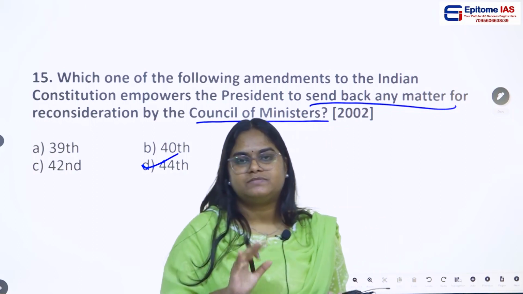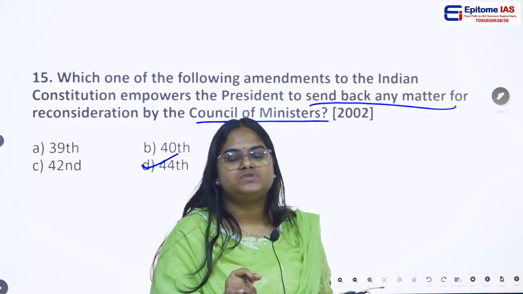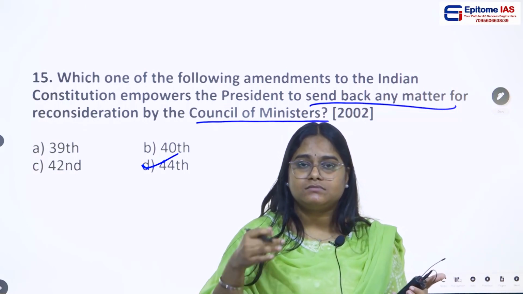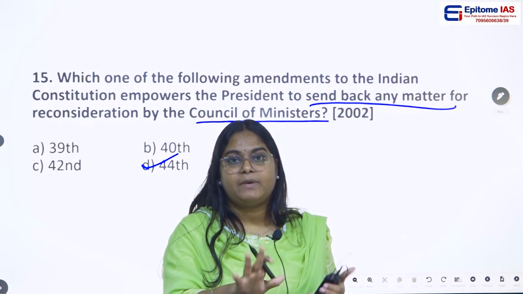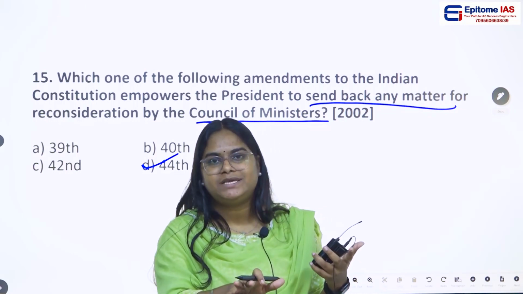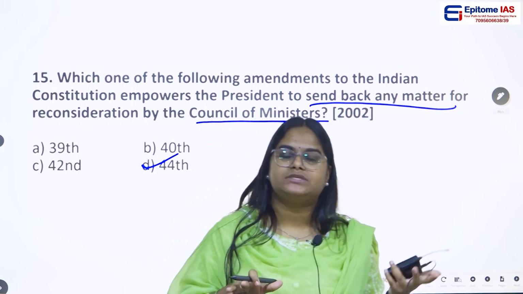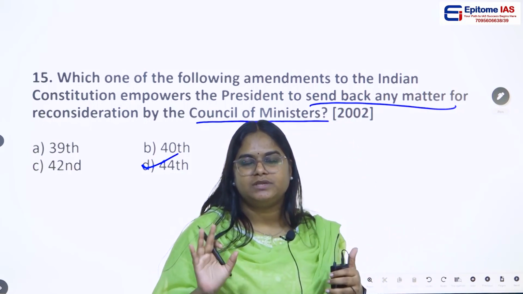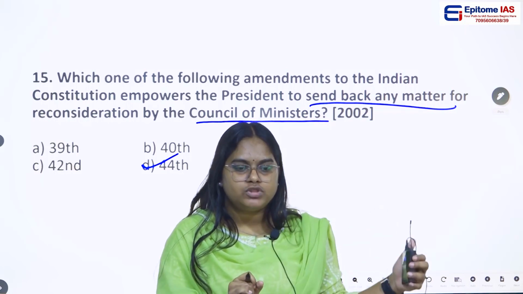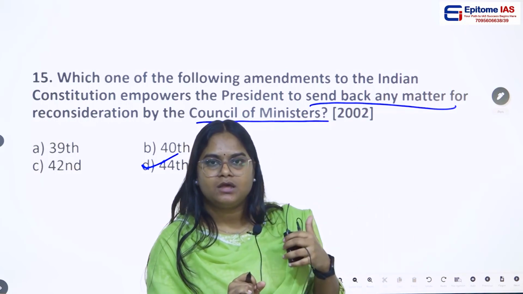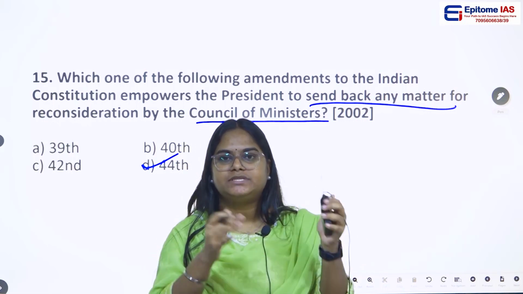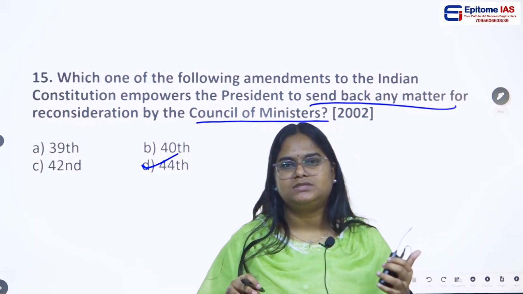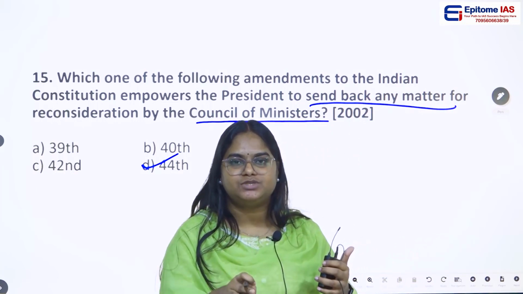But at least once they are giving the chance. Even with bills, let's say both the houses of Parliament pass a certain bill apart from a money bill. Obviously, the President can't send a money bill for reconsideration. But apart from a money bill, for any ordinary bill which both the houses of Parliament have passed and sent to the President for his assent, instead of giving his assent or withholding his assent, the President can send it for reconsideration.